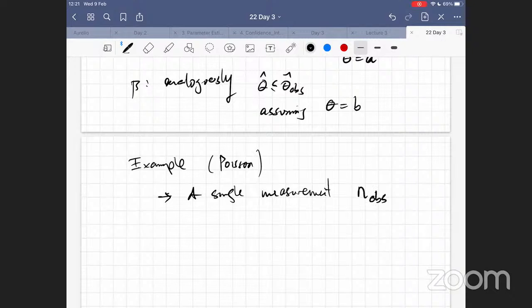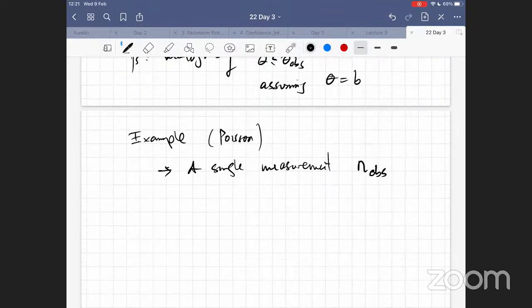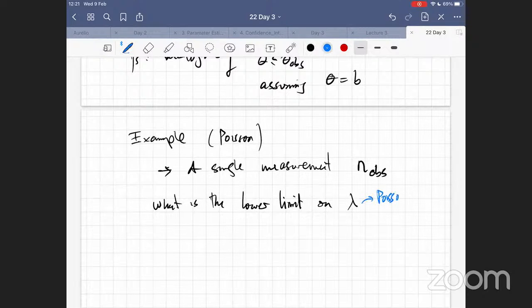And this defines my observation. This is like the number of events of something. I have a question. What is the lower limit on lambda? Lambda is the Poisson parameter. Because I am assuming that this observable follows a Poisson distribution for this confidence level. I mean, you understand there is 100 here for this confidence level.